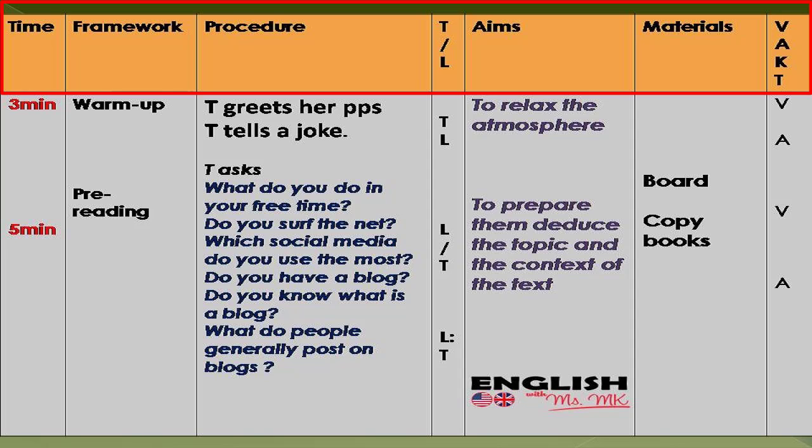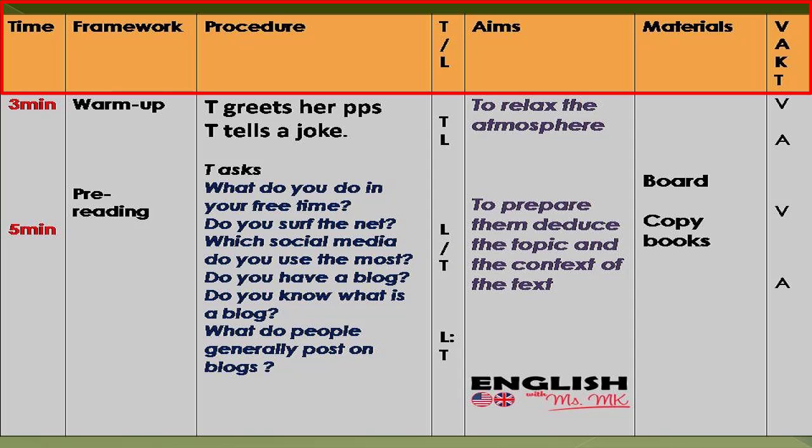Pupil, teacher, or learner: teacher, teacher, learner. For example, in an activity which requires group work or pair work, you're going to find LL. It means pupil to pupil or learner to learner. And by the end, you're going to find T. It means the teacher is going to correct or guide her pupils.